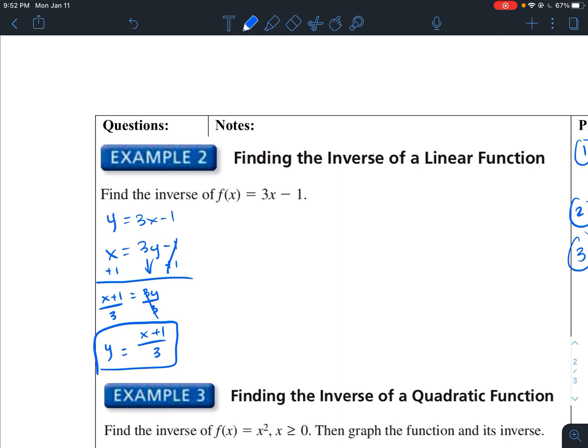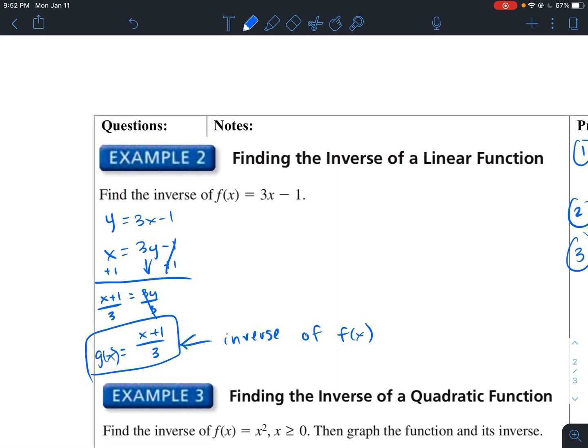So this right here is the inverse of f of x. Now generally when you write it as an inverse function, we want to express this actually in terms of g of x. So g of x is the inverse of f of x. So right here is your inverse of f of x.